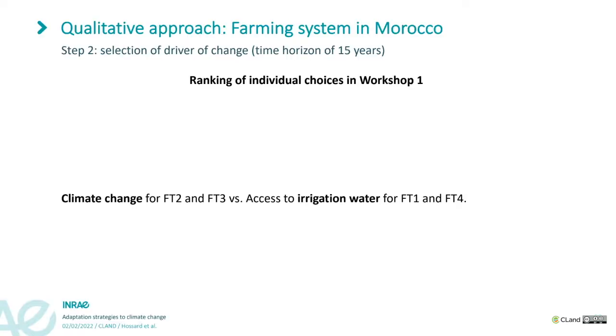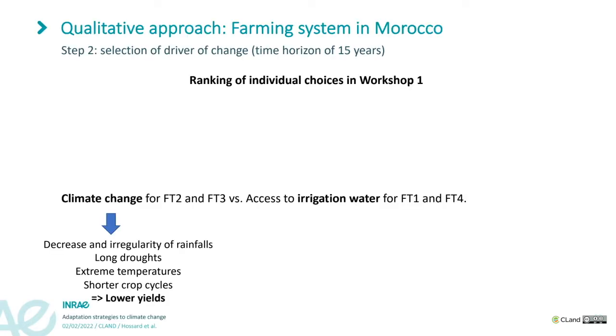What was it? It was climate change for two farm types and access to irrigation water for the other two, the two using the most intensive water irrigation. What is climate change for those stakeholders? It's a decrease in regularity of rainfall, both within the year and between years. It's long droughts, it's extreme temperature, it's also shorter crop cycles, like for the rice before, and all of that, the main impact would be lowering yields.